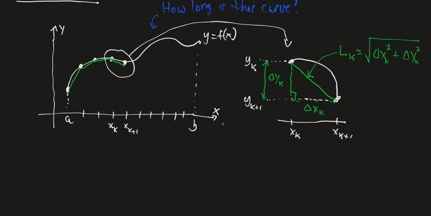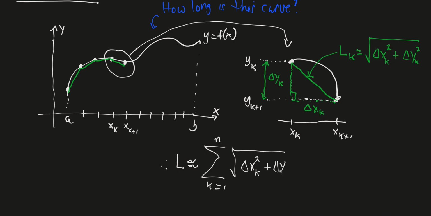All right. So then what we can say is, therefore, the length of this curve is, well, not equal yet. It's approximately equal to summing up all of these things. So the sum, as k goes from 1 to n, of all those little line segments: the square root of delta x k squared plus delta y k squared.